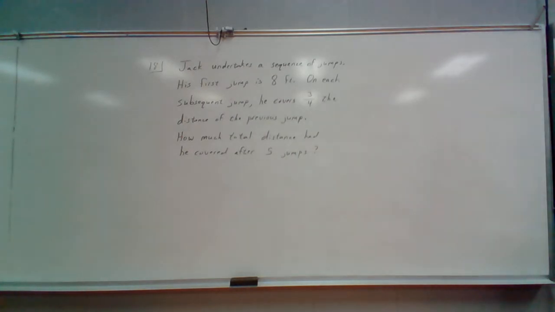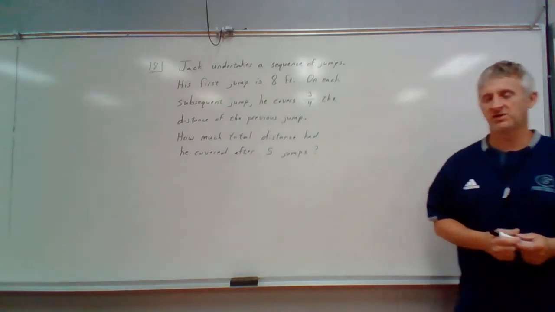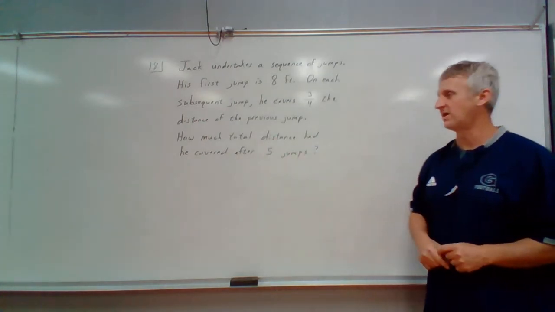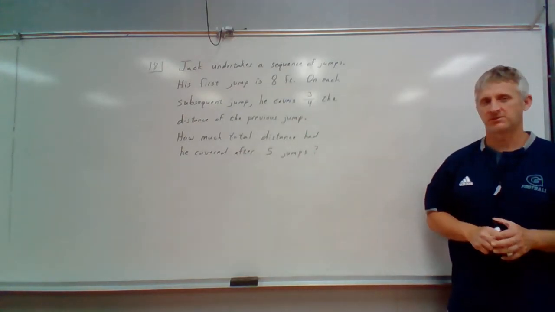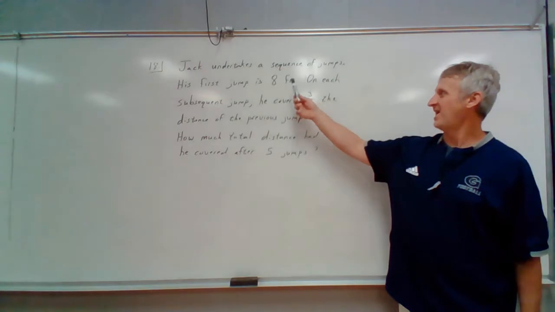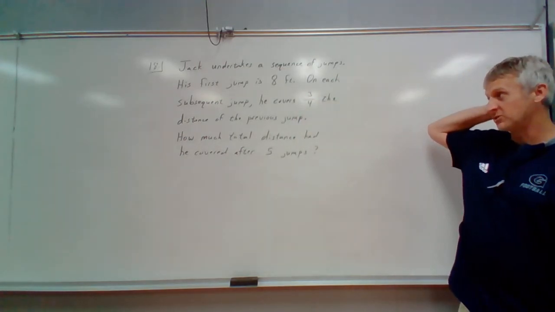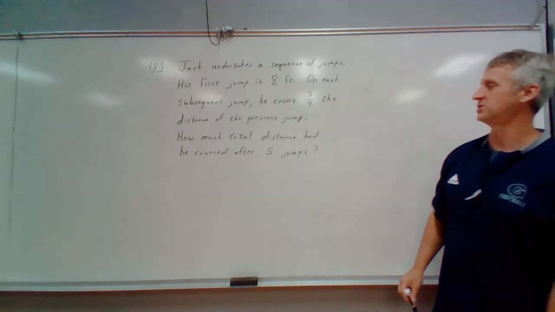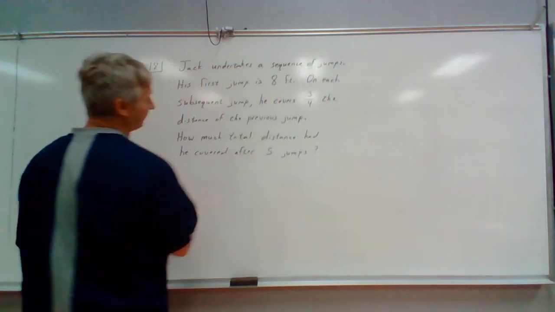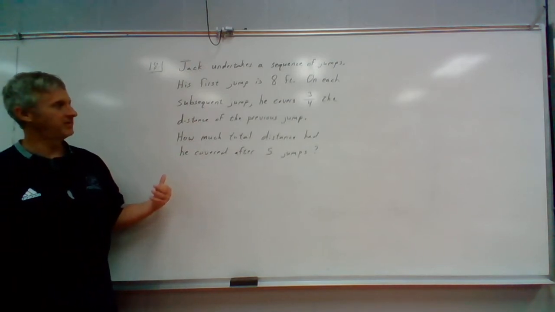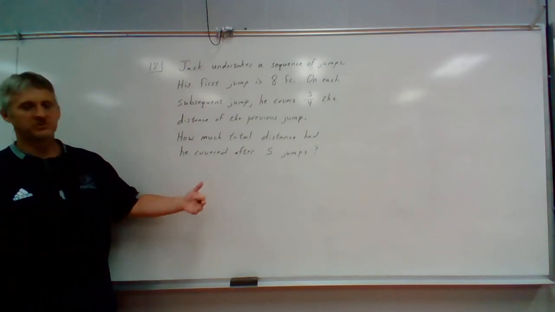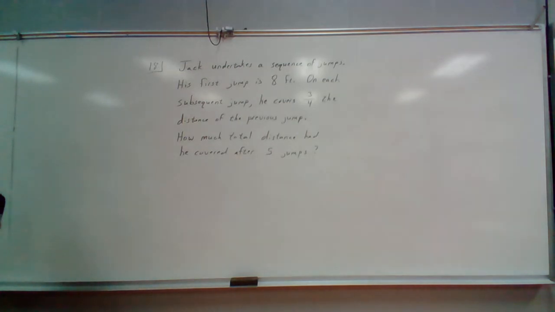All right, so Jack is going to undertake a sequence of jumps. So he's going to start jumping, let's say in a straight line, one after the other. So on his first jump, he jumps 8 feet. That's a pretty long jump. All right, then on each sequence jump, he covers 3/4 the distance of the previous jump. So on his first jump, he goes 8 feet. On his second jump, he goes 3/4 of 8 feet. And then on the third jump, he would go 3/4 of that, and so on. So how much total distance had he covered after 5 jumps? So pause the video, see if you can figure that out.